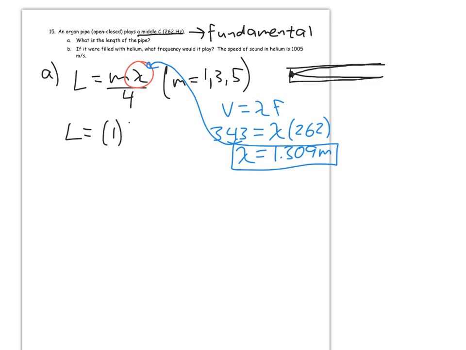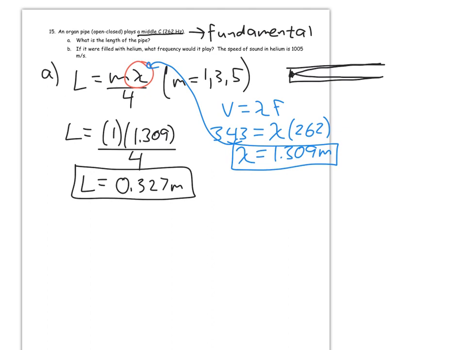The m here is 1, the wavelength is 1.309, and 4 is going to be on the bottom there. We solve for that and find that the length of this organ pipe must be 0.327 meters.